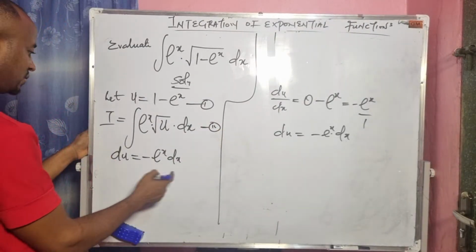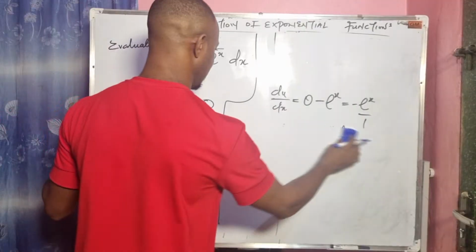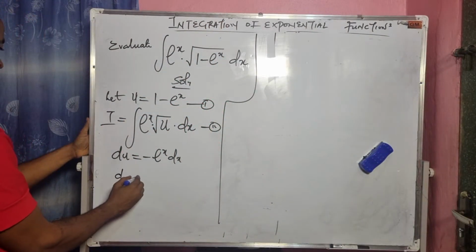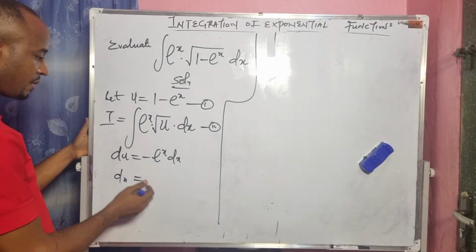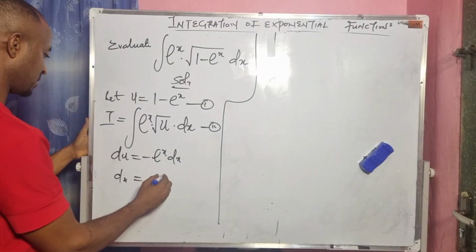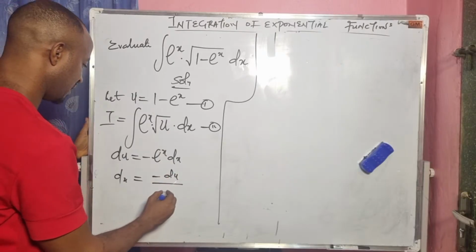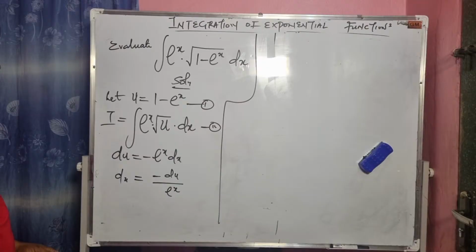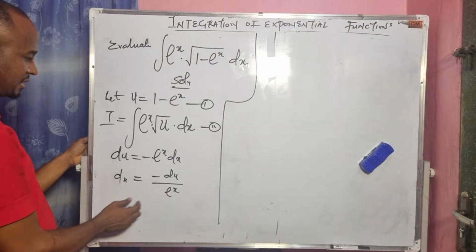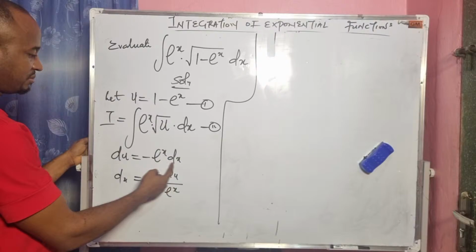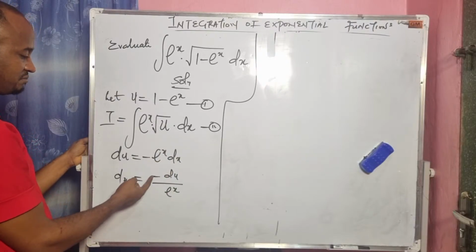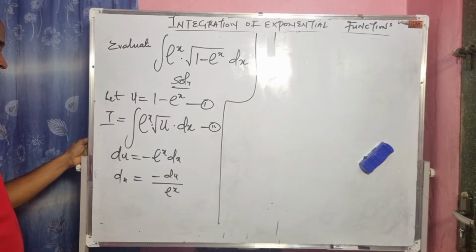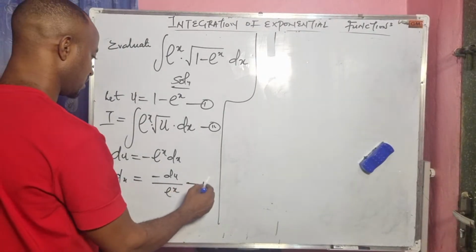All right, let's make our dx the subject. So we have our dx will give us minus du over e^x. By the time we divide both sides by minus e^x, that will give us minus du over e^x. Hope we are following. So this is equation 3.